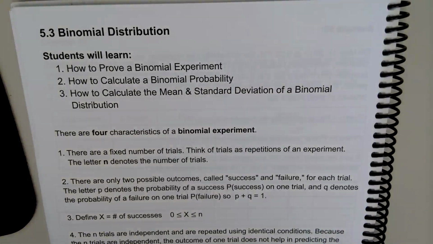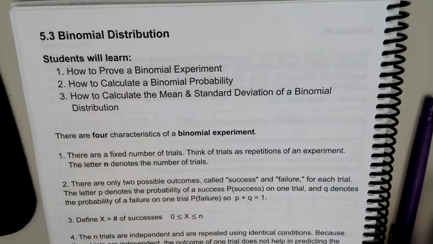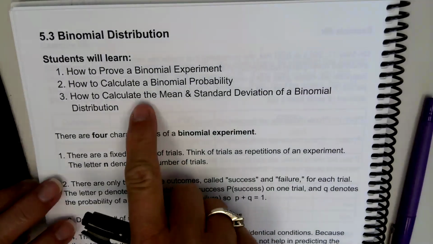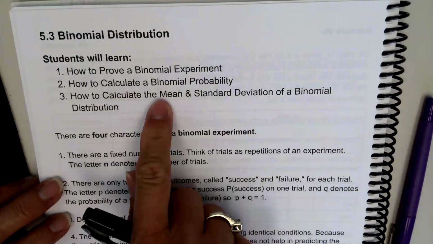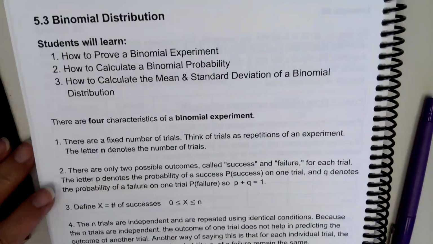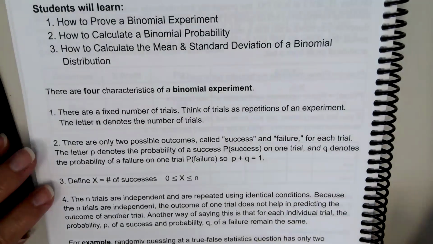We are going to learn about the binomial distribution. In the word binomial is the prefix bi, which means two. And so we are going to learn about distributions where there's two outcomes. In this lesson, we're going to learn how to prove a binomial experiment, how to calculate a binomial probability, and how to calculate the mean and standard deviation of a binomial distribution.